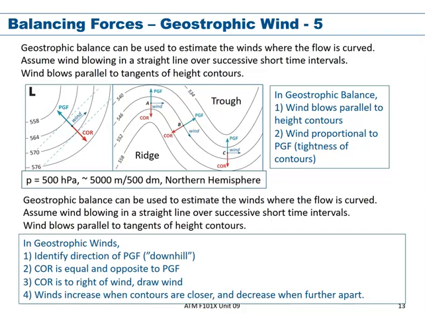In solving for geostrophic winds, there are 4 steps. We first identify the direction of the pressure gradient force, the downhill, so to speak. We then note that the Coriolis force is equal and opposite to the pressure gradient force. The Coriolis force is to the right of the wind, and we can then draw the wind. And the winds increase when contours are closer and decrease when they are further apart.